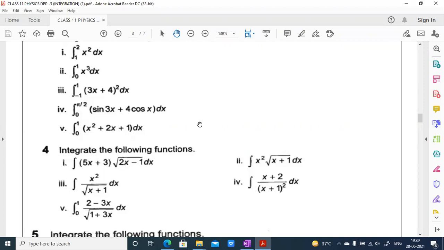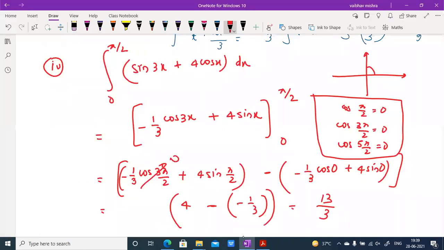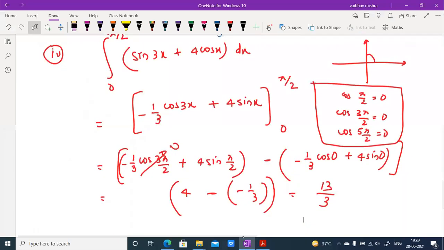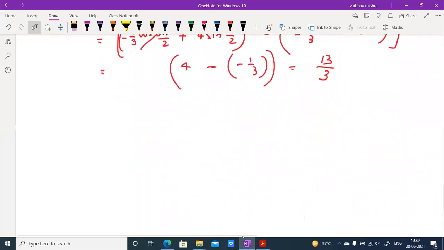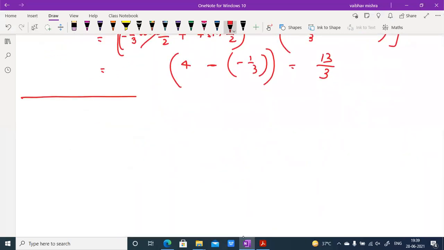So won't we use the coefficient rule here? Why? It's not required. You just open it. X square plus 2x. We have 2x, right? So that's not a coefficient. That 2 is like a constant. You can take it outside. Sin 2x would have been the coefficient of x.